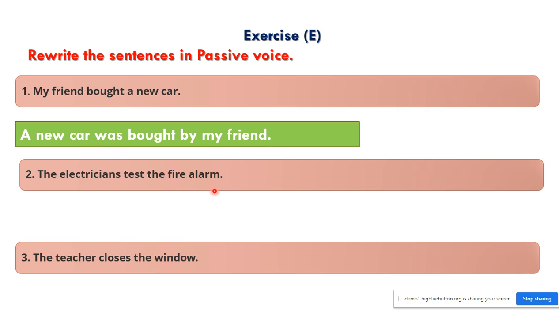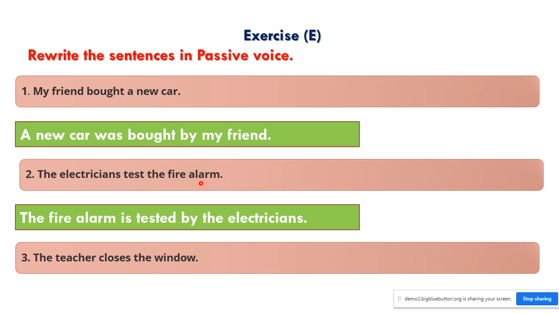The electricians tested the fire alarm. The electricians test: this is a verb in the present simple. To convert the present simple into the passive voice, it is is or are followed by the past participle. So to switch the subject and the object, I start with the fire alarm. The fire alarm, verb to be followed by the past participle: is tested by the electricians.